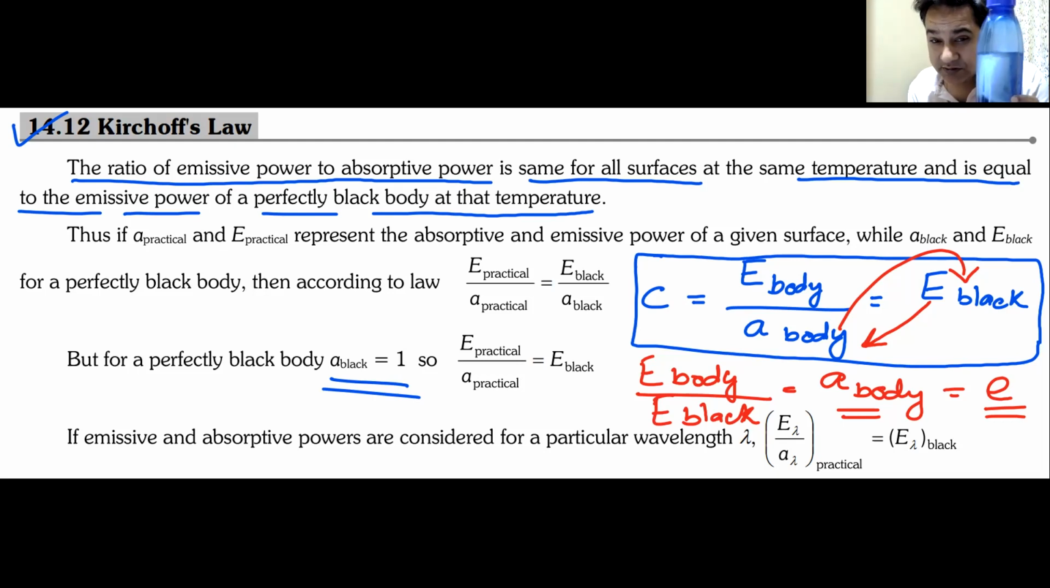Good absorbers are good emitters. That is what Kirchhoff's law states. Do we understand what I am trying to make? Sir. Repeat it. Good absorbers are good emitters. But very bad?